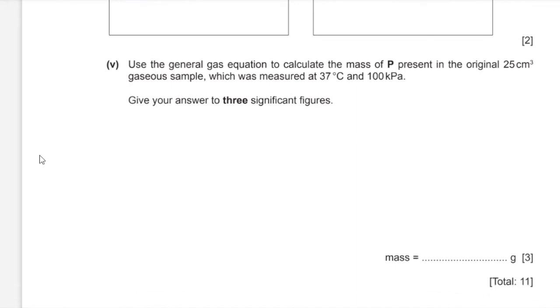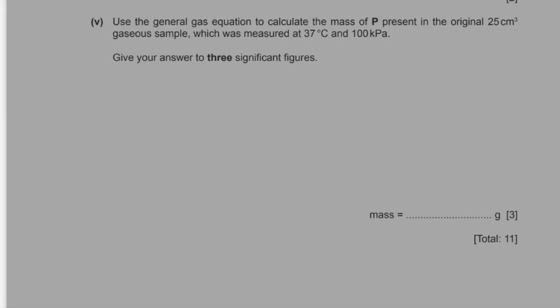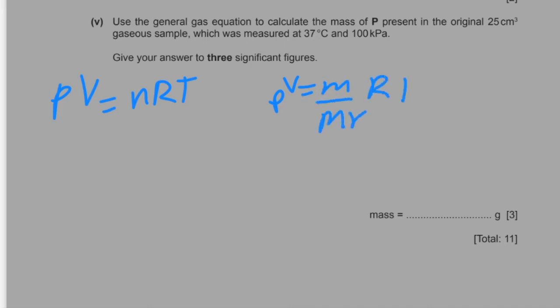Use the general equation to calculate the mass of P present in the original 225 cm³ gaseous sample, which was measured at 37 degrees Celsius and 100 kilopascals. Give your answer to 3 significant figures. So we have the gas equation, PV is equal to nRT, and n stands for number of moles, which is nothing but mass over molecular mass, times RT, and we're supposed to calculate this mass.